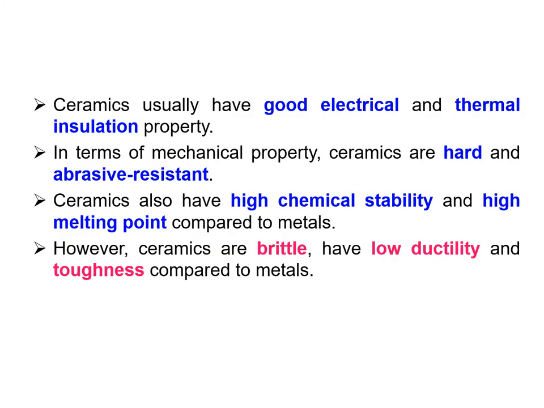In general, ceramics usually have good electrical and thermal insulation property. In terms of mechanical property, ceramics are hard and abrasive resistant. Ceramics also have high chemical stability and high melting point compared to metal. This is why ceramics are normally used in harsh environment applications and also in high temperature applications. However, ceramics are brittle and have low ductility and toughness compared to metals.